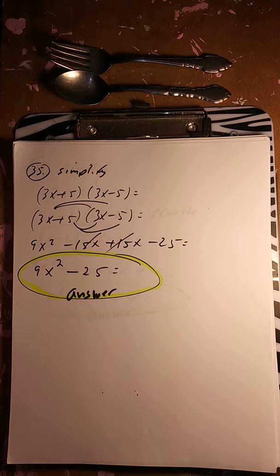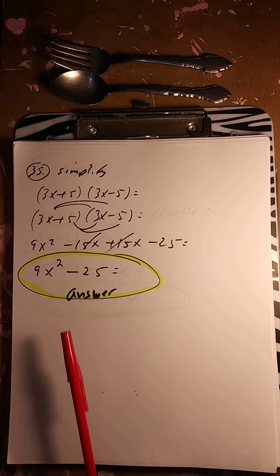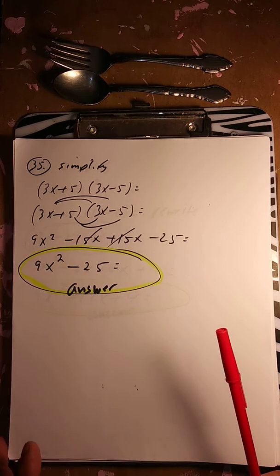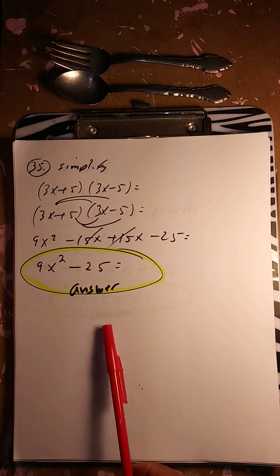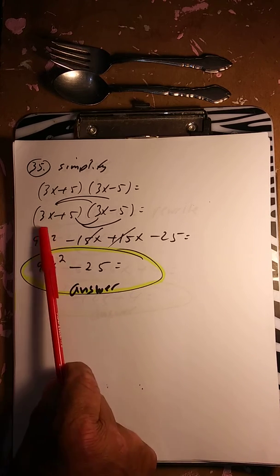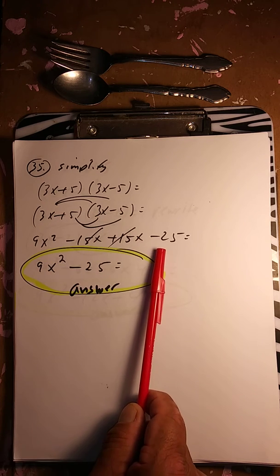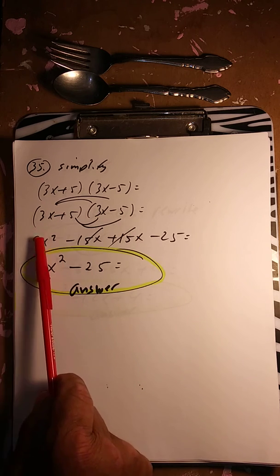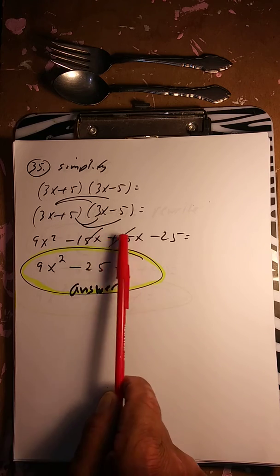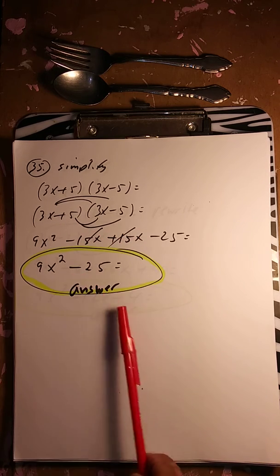Another one. 3x plus 5, 3x minus 5. 3x times 3x is 9x squared. Okay. And 3x times negative 5 is negative 15x. 5 times 3x is 15x. And 5 times negative 5 is negative 25. So 9x squared. These ones are gone. See that? 15x, negative 15x goes away, so you have 9x squared minus 25.